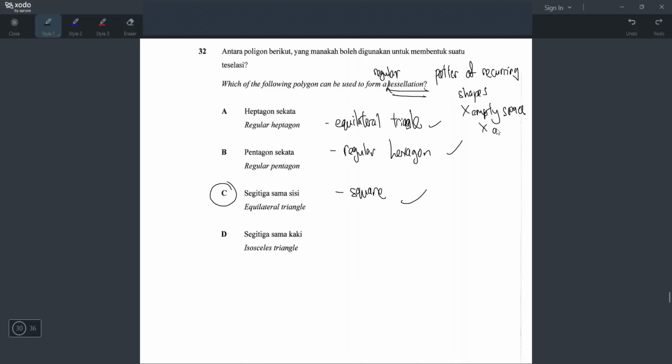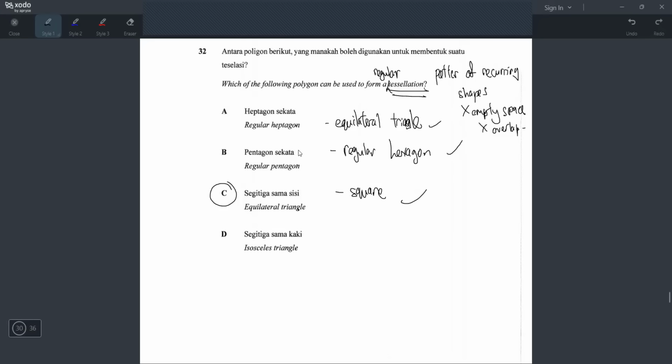No empty space, no overlap. Okay, but you can use a bunch of different shapes to form the tessellation. For example, you don't necessarily have to use one shape. You can combine an octagon with a square or something like that. You can combine different shapes. But since this question is asking which of the following polygons, we can assume that they are asking which shape can form the tessellation by itself.